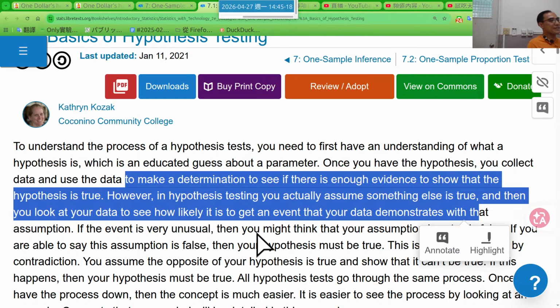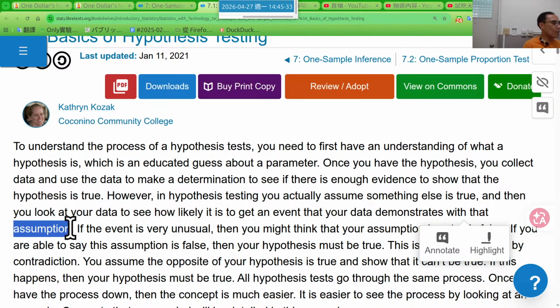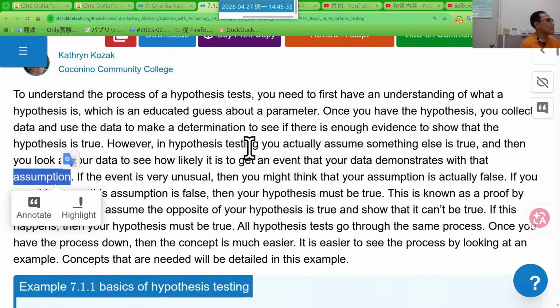However, in hypothesis testing, you actually assume something else is true, and then you look at your data to see how likely it is to get an event that your data demonstrates with that assumption.